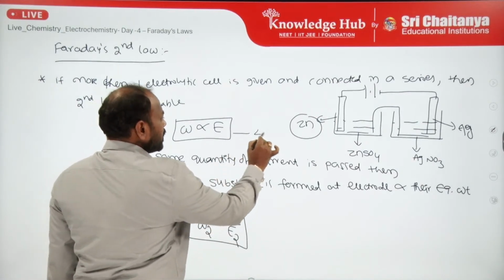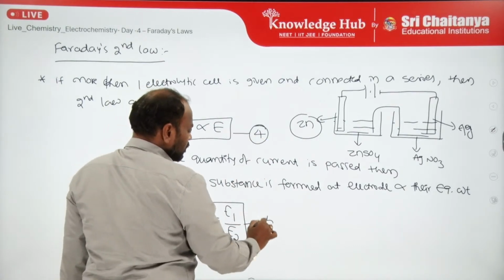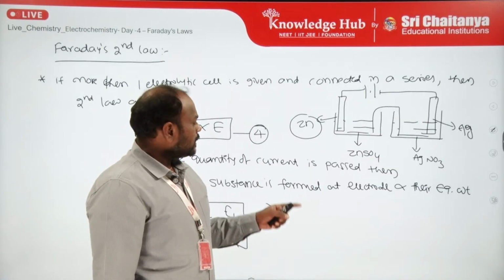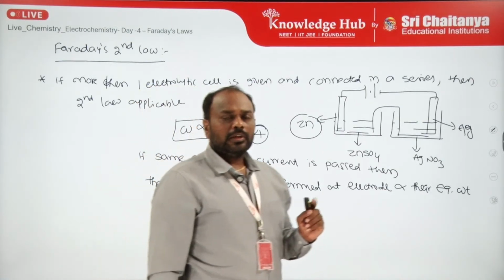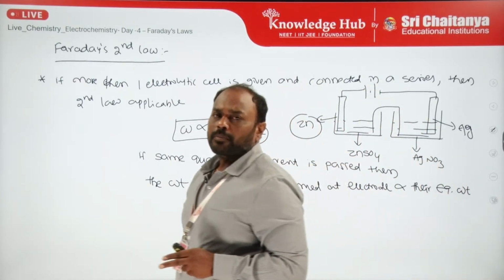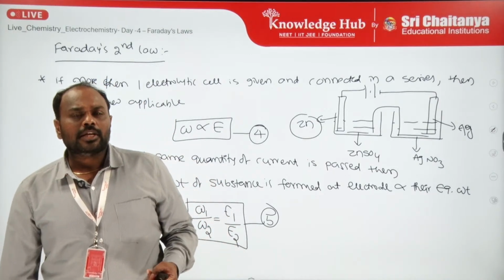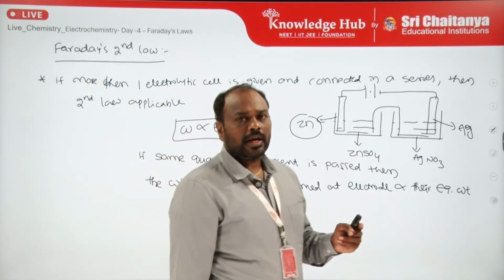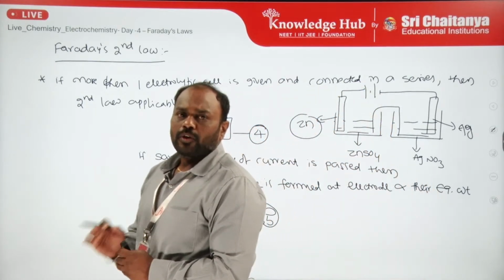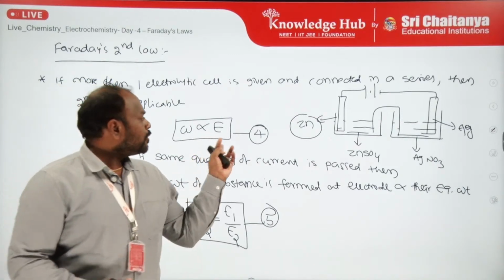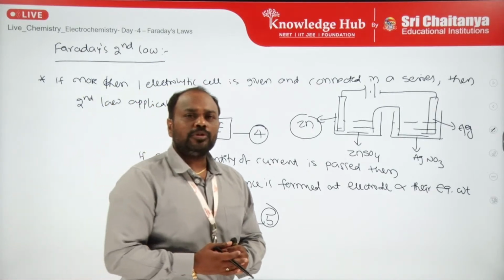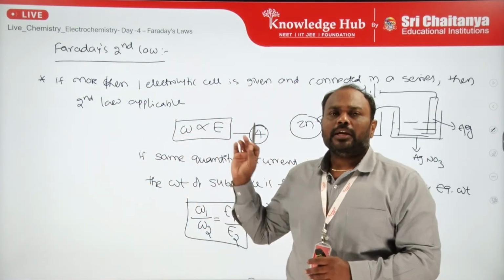So this is the equation 4. This is the equation 5. In the before slide we used the equation 3. In this one we are using equation 4. So Faraday first law is applicable for a single electrolytic cell, but the second law is applicable when more than one electrolytic cell is given and connected in series and the same quantity of current is passed through each electrolytic cell. Then only the second law is applicable. Here W is directly proportional to their equivalent weight. In Faraday first law, weight is directly proportional to the quantity of current passed.